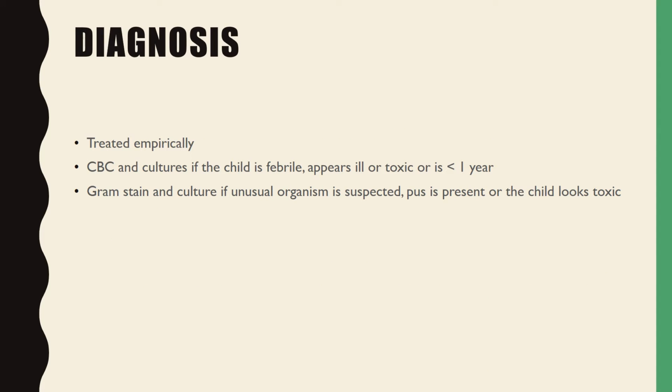For your diagnosis, you just treat by the look of it. Do a CBC and cultures if the child is febrile, appears ill or toxic, or is less than 1 year of age. And then do a gram stain and culture if it's an unusual looking organism or if pus is present, or if the child just looks real toxic and ill.